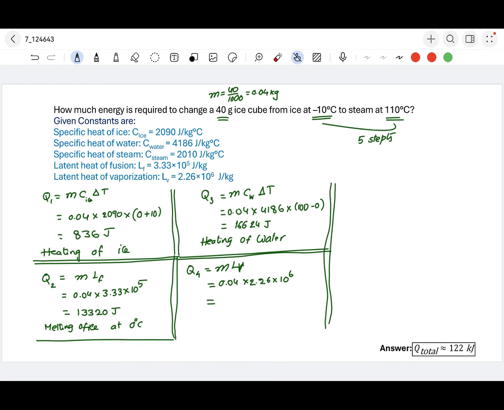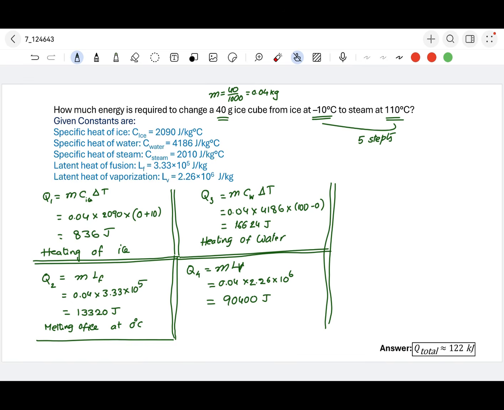0.04 times 2.26 times 10 to the power of 6. The answer is 90400 joule. What is this? This is a phase change.